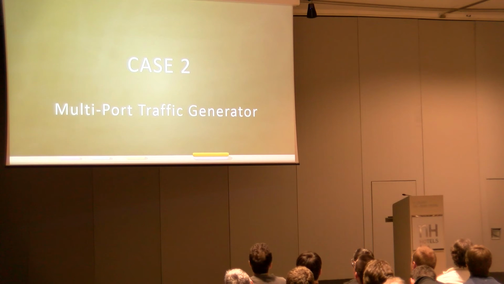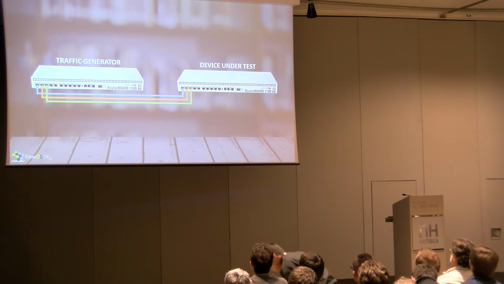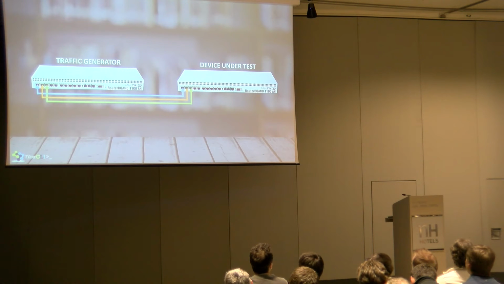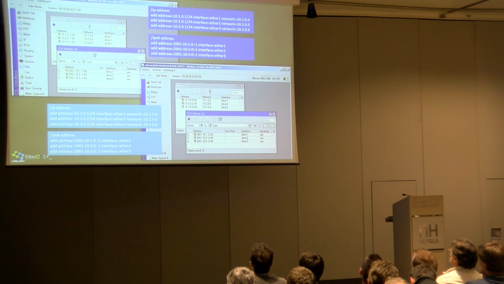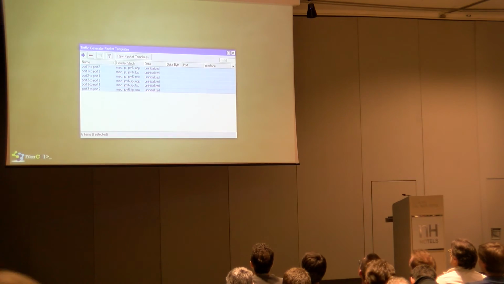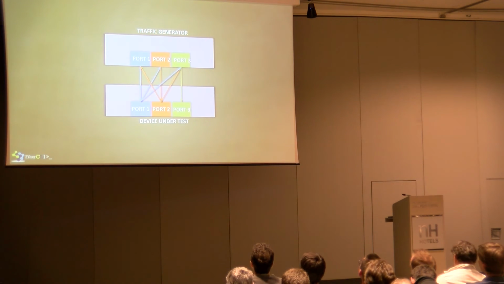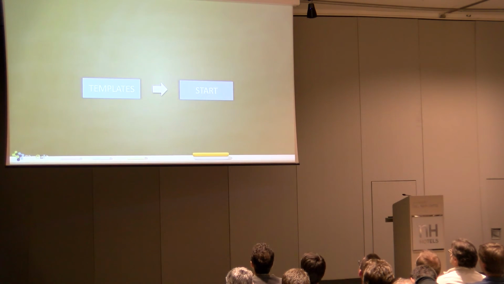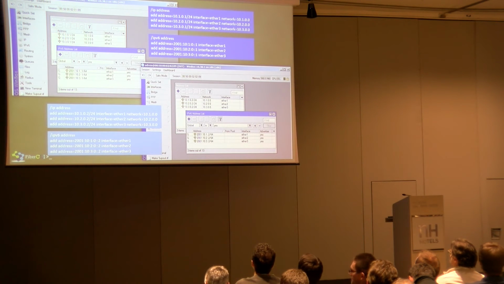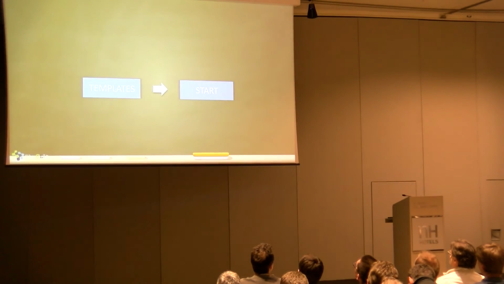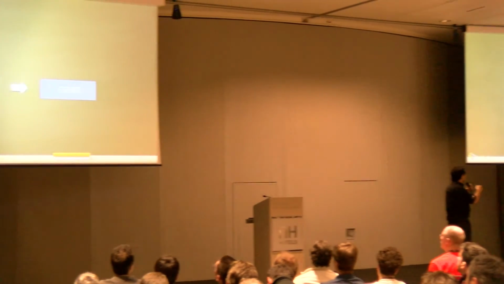Okay, let's go to the next case. In this case, there is a more complicated configuration. We have the traffic generator, we have the device under test, and we'll send 3 different streams. And we mix with the IPv6 headers. We are setting here the IP address and the IPv6 address only for the purpose of connectivity. And here, the same on the other side. Let's go to set the template and start the test.